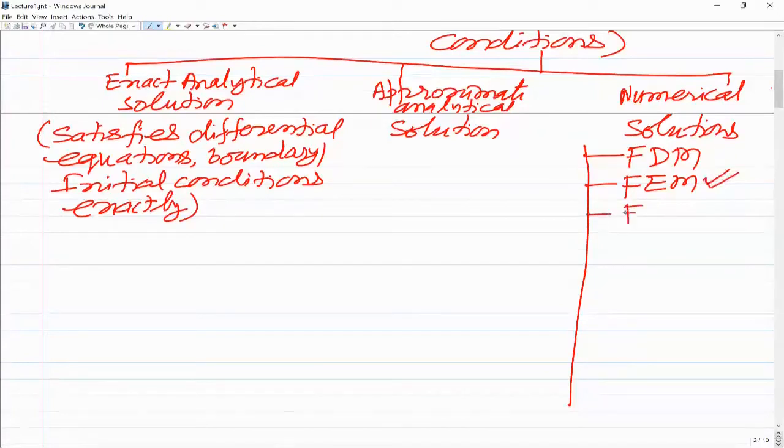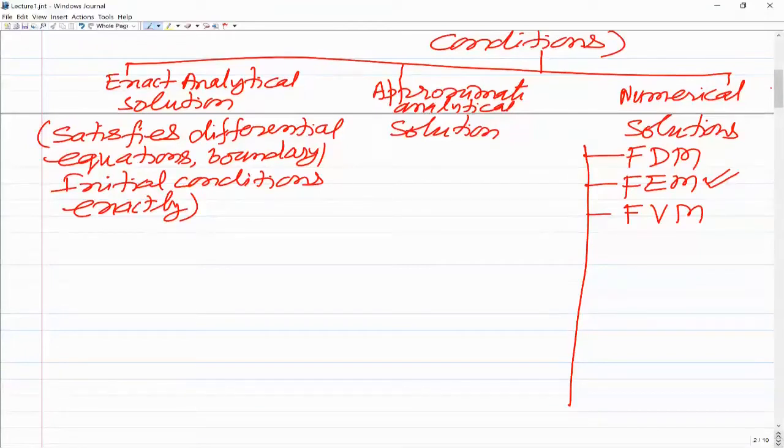Then the third is the finite volume method. Finite volume method basically considers the balance of the various fluxes or quantities over a volume, and then the differential equation is converted into algebraic equations, and they are solved. So that is finite volume.